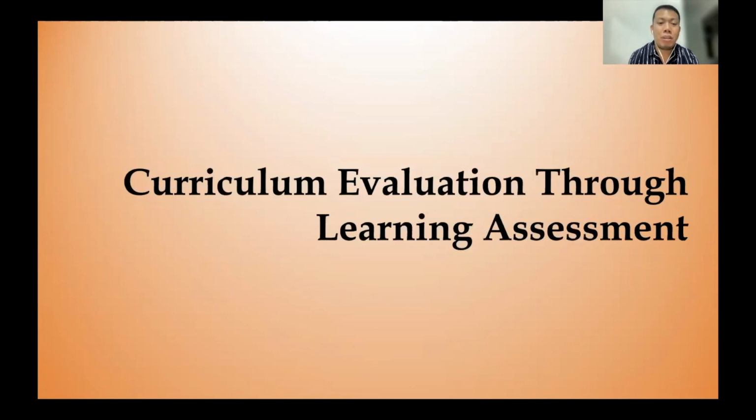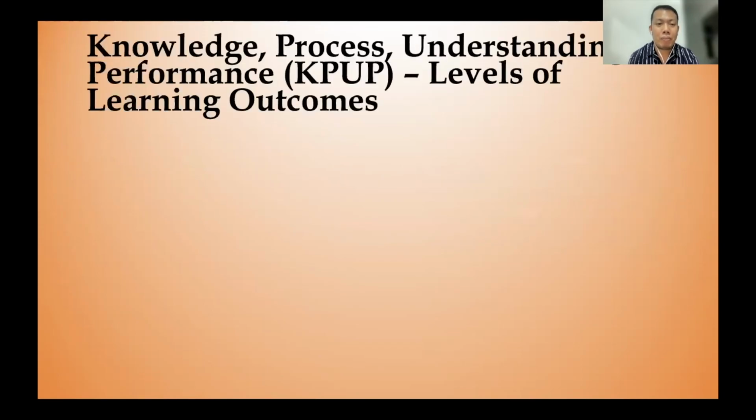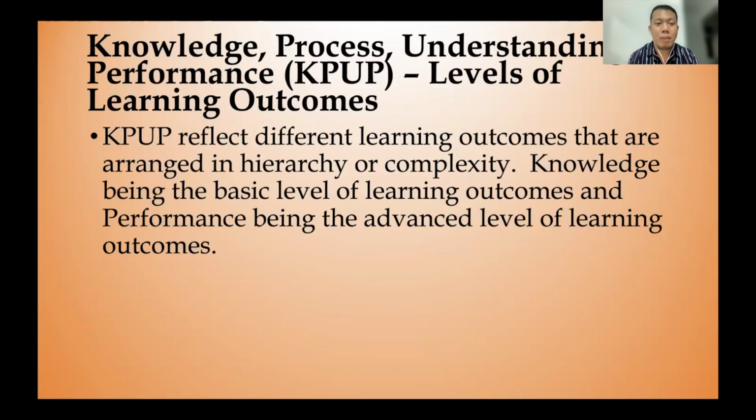Let us now move on to curriculum evaluation through learning assessment. So we have here knowledge, process, understanding, performance, or KPUP levels of learning outcomes. So KPUP reflect different learning outcomes that are arranged in hierarchy or complexity. Knowledge being the basic level of learning outcomes and performance being the advanced level of learning outcomes.